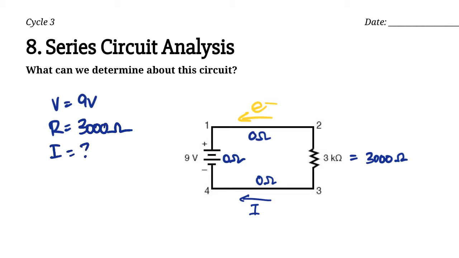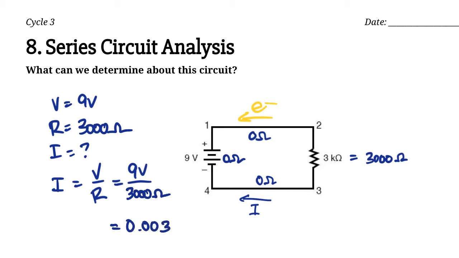There's a relationship between these 3 variables, and it's called Ohm's law. You might remember it as R equals V over I, or I equals V over R. That's the one we're actually going to use here. I is just equal to V over R. So current is equal to electric potential difference over resistance. So when we do this, our electric potential is 9 volts. Our resistance is 3,000 ohms. And when we divide, 9 divided by 3,000 is 0.003 amps. So that's our current in our circuit.